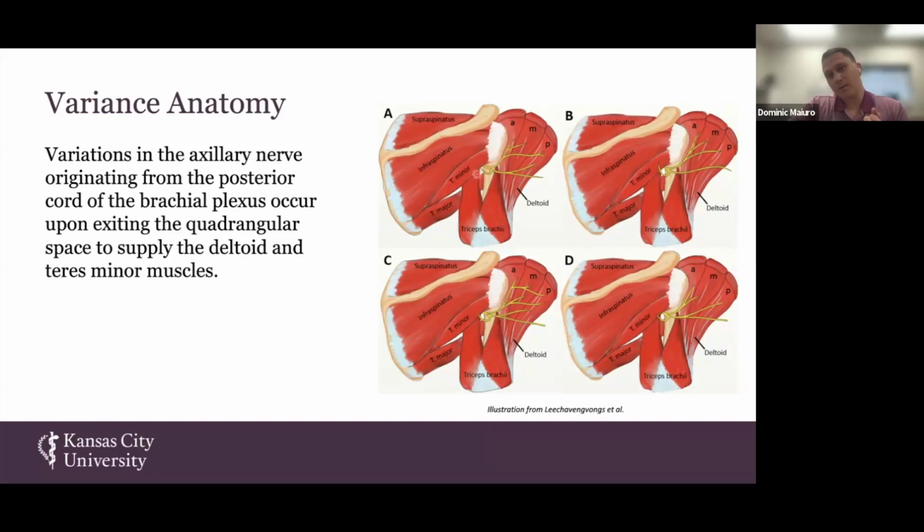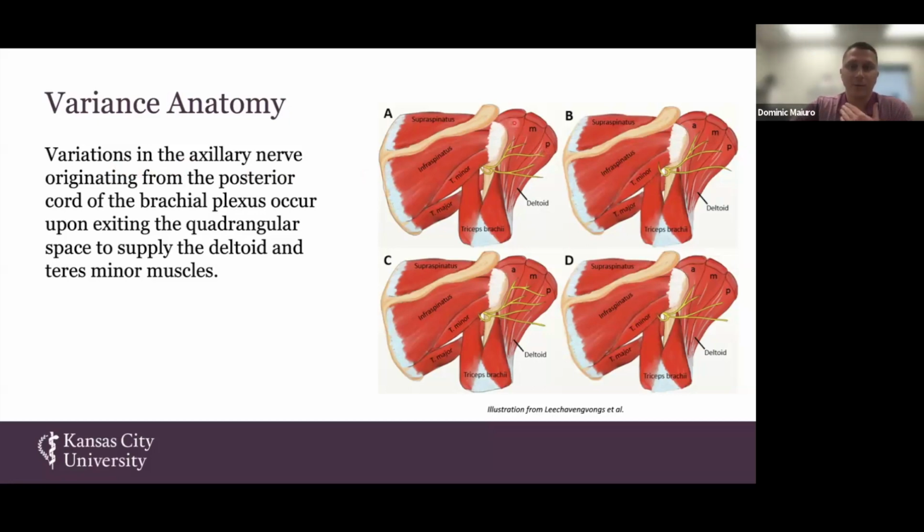So this now is the quadrangular space. Teres minor comes up on the superior aspect of the quadrangular space. Long head of the triceps becomes the medial aspect. The humerus becomes the lateral aspect, and teres major becomes the inferior aspect. And so the axillary nerve originates from C5 and 6 and works its way down, and all the variations occur from the quadrangular space on, in how it innervates the muscular belly.